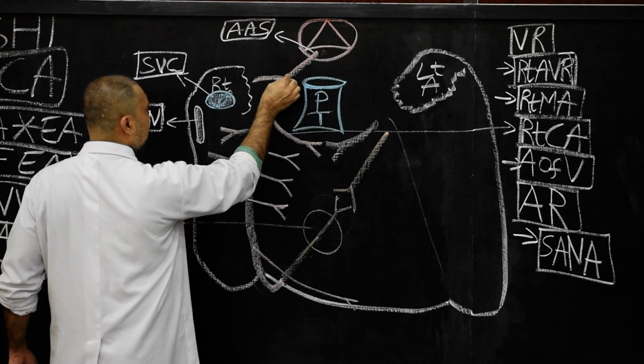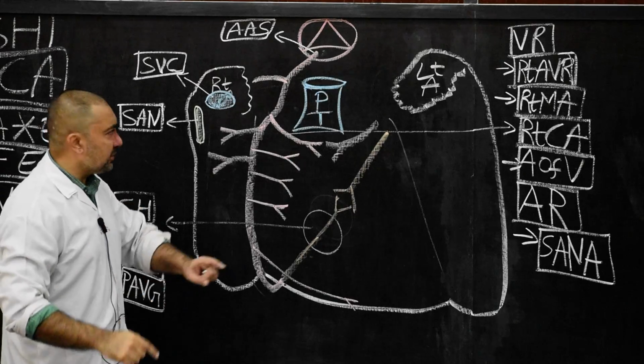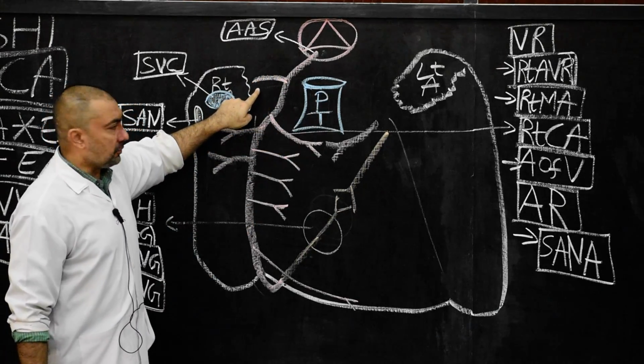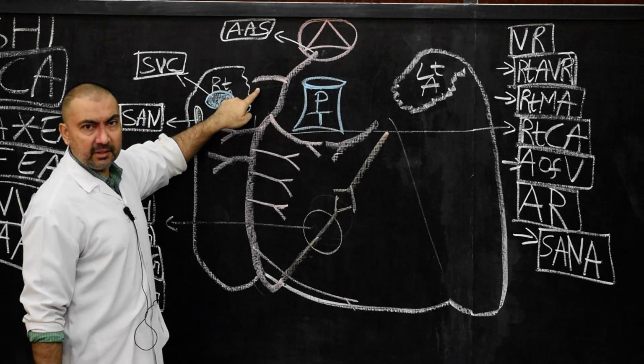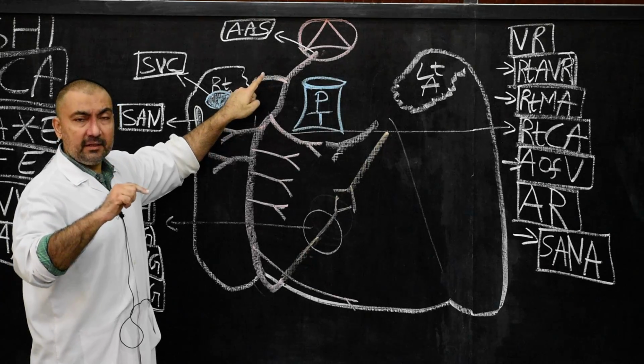So therefore, the sinoatrial nodal artery which we are going to draw will take origin from the right coronary artery. This is very important. In between which 2 points? In between the root of the aorta and right auricle. So in between the root of aorta and right auricle, this sinoatrial nodal artery will take origin.